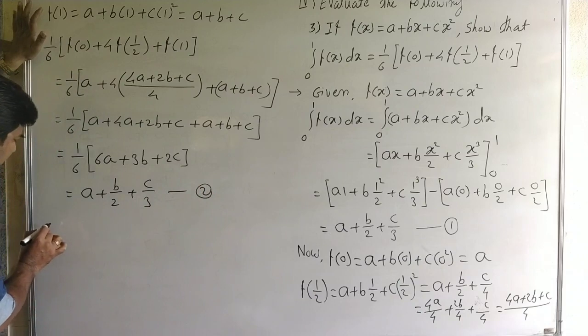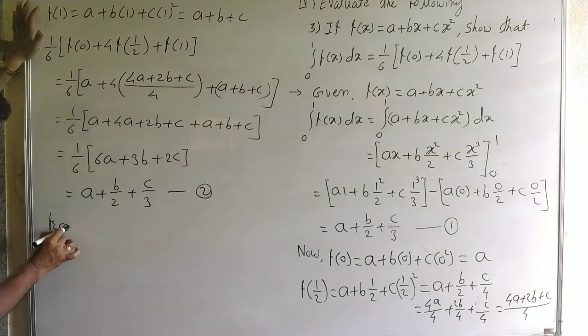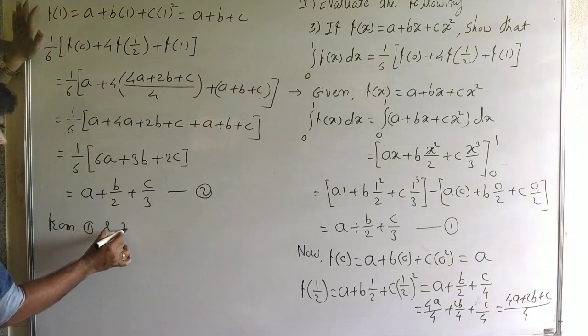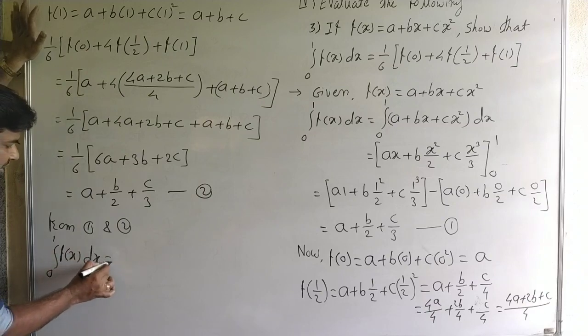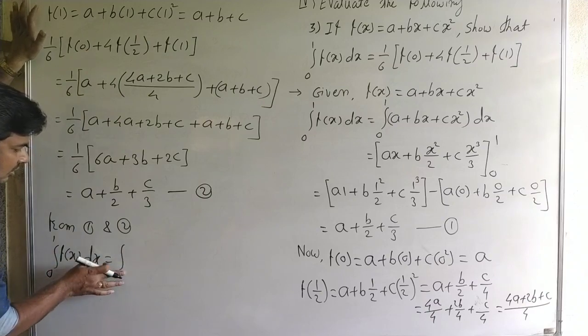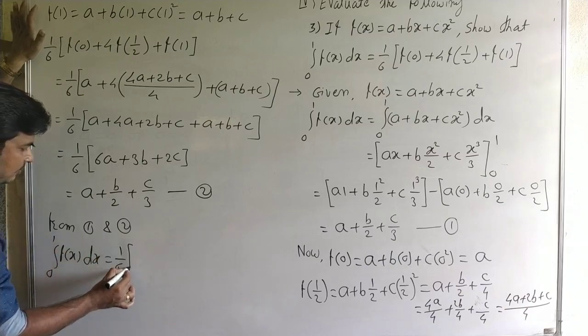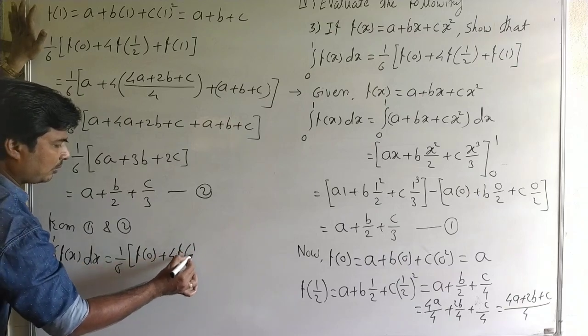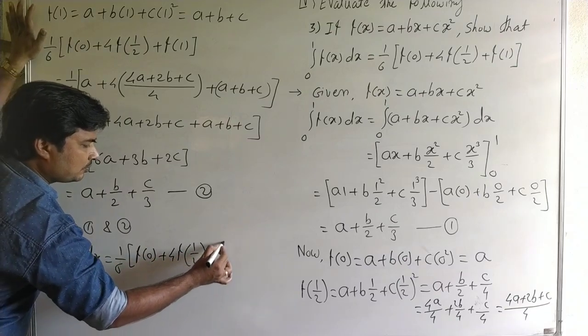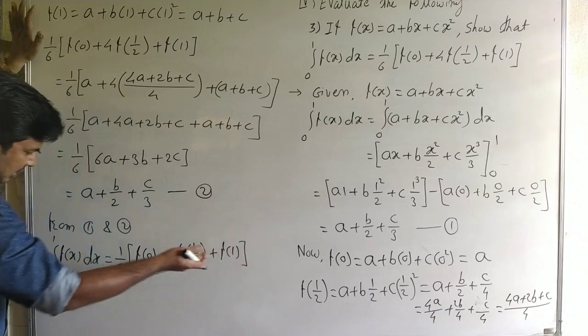And from 1 and 2 we can write integral 0 to 1 f of x dx is equal to 1 by 6 times f of 0 plus 4 into f of 1 by 2 and plus f of 1. Okay, it is a proof.